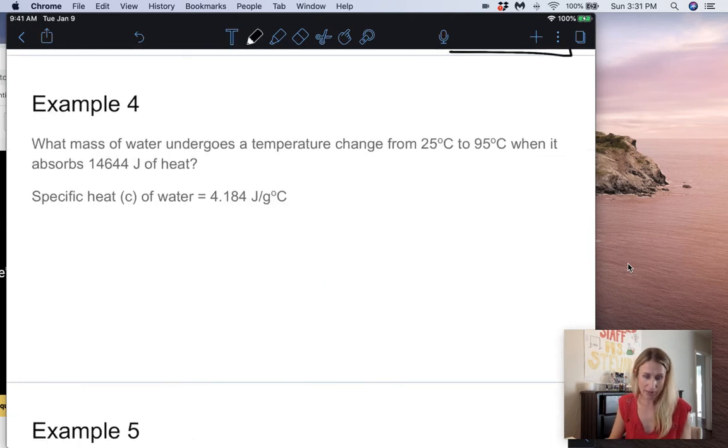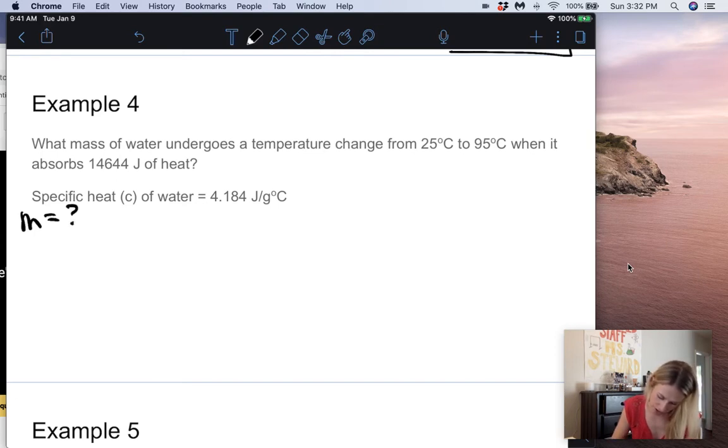All right, example number 4, which really is example number 3. What mass of water undergoes a temperature change from 25 degrees Celsius to 95 degrees Celsius when it absorbs 14,644 joules of heat? And now we're given the specific heat of water in joules per gram degree Celsius. So it's 4.184 joules per gram degree Celsius. So here we're looking for mass. So mass equals question mark.